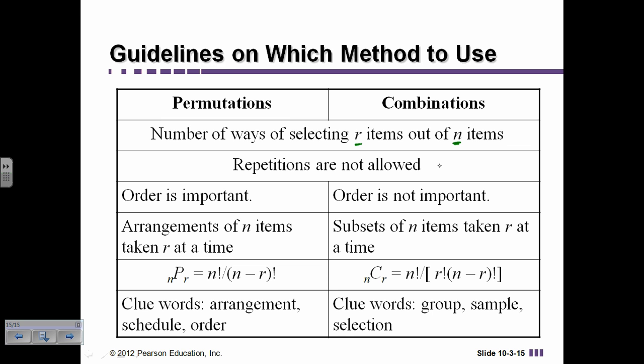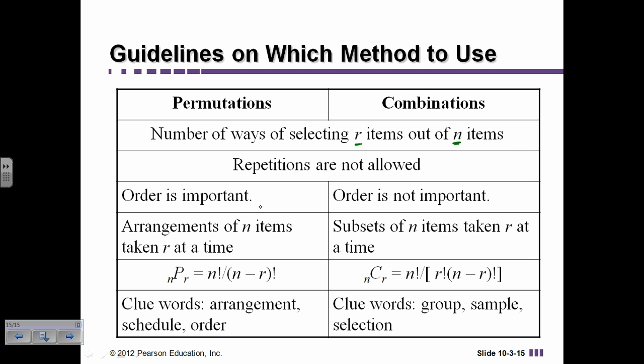In both of these cases, repetition is not allowed. I can't repeat a digit, or I can't repeat a card. I can't draw a card if it's already been drawn. So repetitions are not allowed. The third one can get a little confusing. Order is important for permutations.